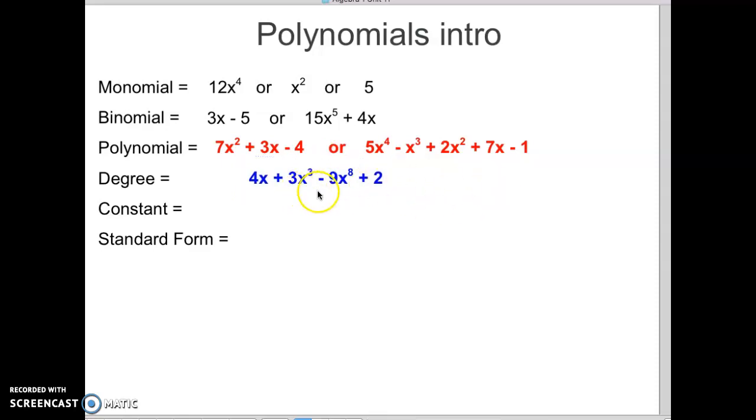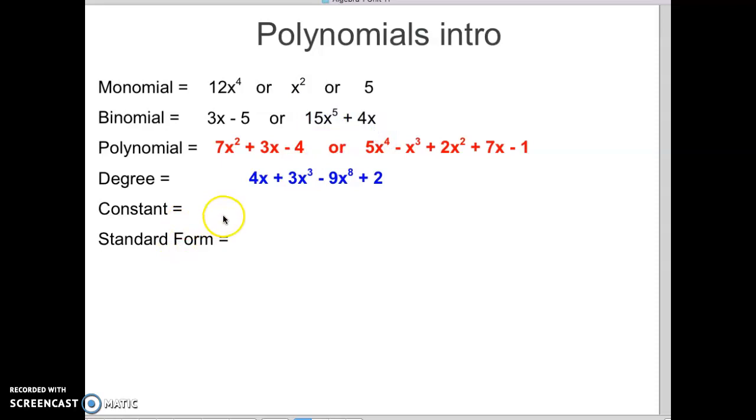Anyways, I want to talk about the degree of a polynomial. The degree of a polynomial is where you take a look at which term has the highest power. And in this case, the highest power is this one. So the degree of this polynomial would be 8. The degree of this polynomial would be 4. The degree of this polynomial would be 2. This one up here would have been 5.